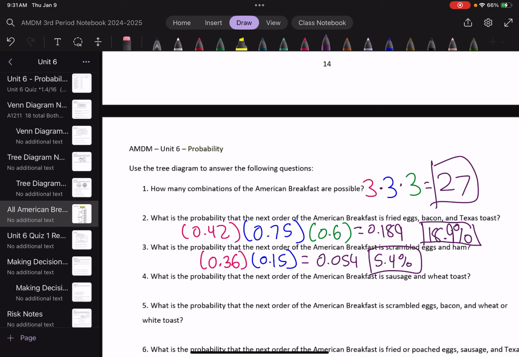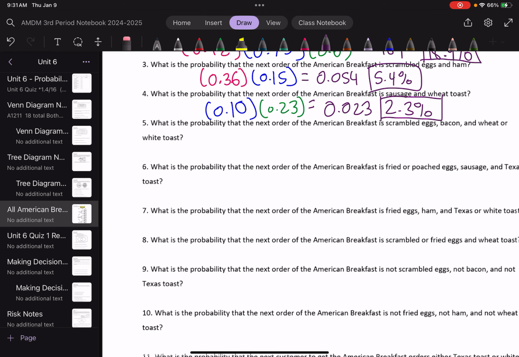We're going to do the same thing on the next one, but in this case, we're looking at a meat and a bread. They're choosing sausage, which was 10% or 0.10, and the wheat toast option, which was 0.23. If I multiply those together, I get 0.023, which is 2.3%. So when we're doing these, instead of worrying about fractions, we're already given the decimal values that we need to multiply together because they each have a certain weight to them.